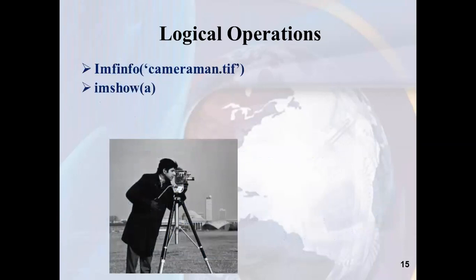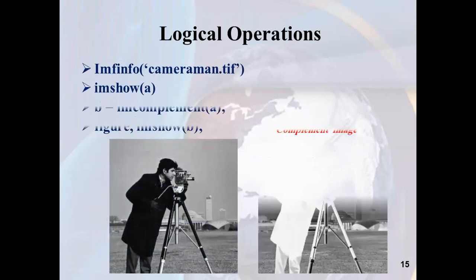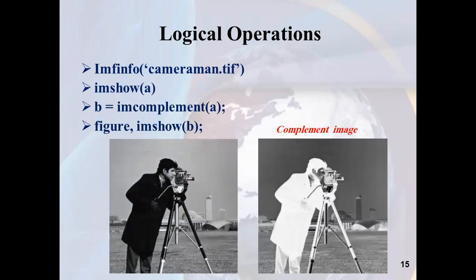So let's take this application. We have the cameraman. We apply imcomplement. So the black becomes white, the white becomes black, the light color becomes dark color, and the dark color becomes light color. This is what we call the image complement. Sometimes we apply image complement in order to enhance some details on the image, to see some details that cannot be seen without applying the image complement.